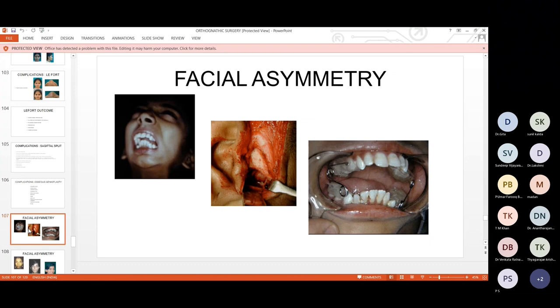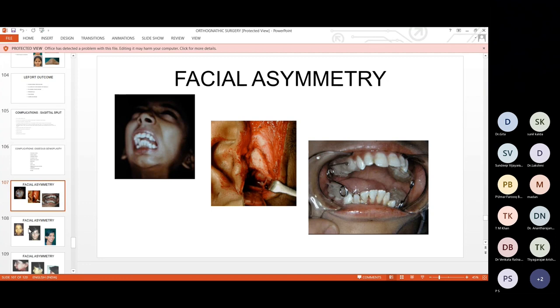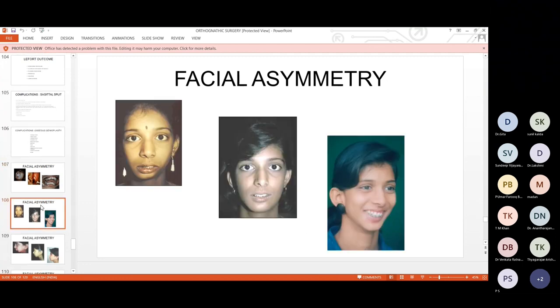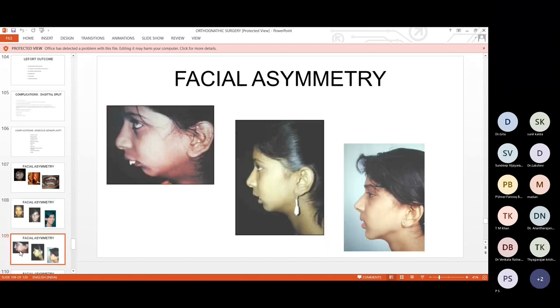Now, these are some of the cases of facial asymmetry which we have done over a period of time. You can see the pre-surgical orthodontics, then surgery, and then post-orthodontics. This is craniofacial microsomia, another case in which there is total TMJ hypoplasia, in which we have done the distraction and then the movement of the sagittal split at a later stage.